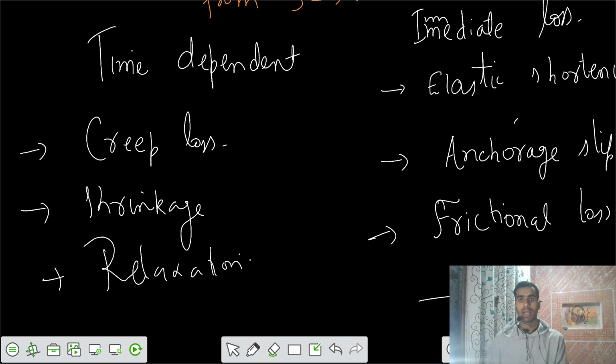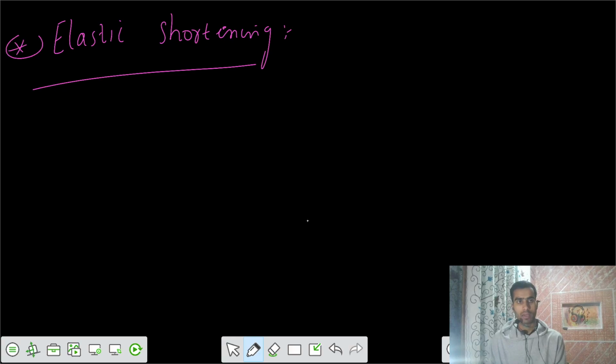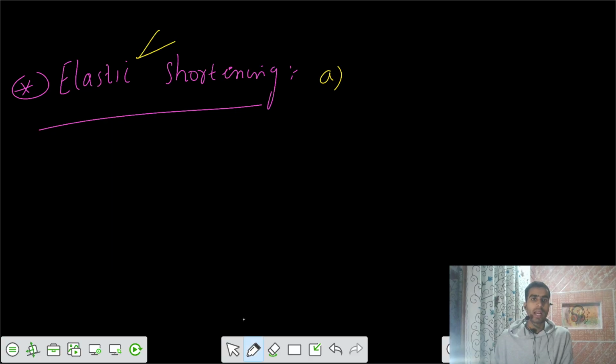Let's take the immediate loss first. Let's talk about elastic shortening. This elastic shortening occurs both in pre-tension and in post-tension. It happens in both kinds of beams, pre-tension and post-tension beams.